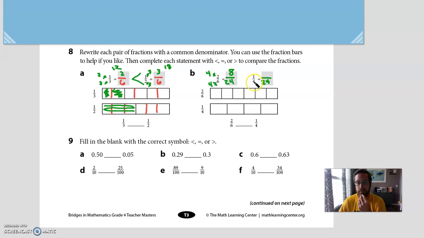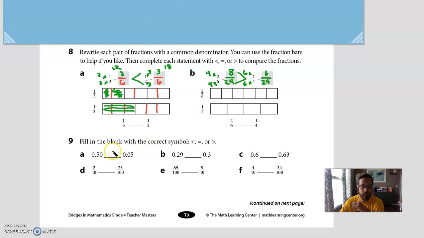Now, what did I multiply my 4 by to get 24? Well, I multiplied it by 6. So if I multiply my denominator by 6, I have to multiply my numerator times 6. 6 times 1 is 6. So now that we have a common denominator, it's pretty easy to see that 8/24ths is greater than 6/24ths. So 2/6 is greater than 1/4. Okay? Another way making it easy to compare when you have a common denominator.